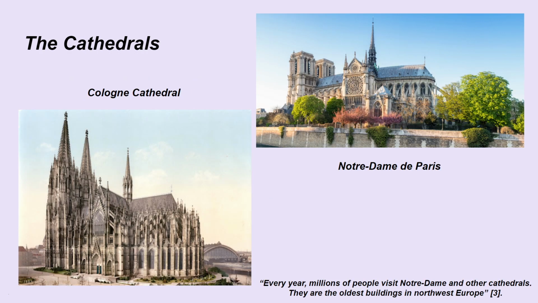And so now let's take a look at two real world cathedrals that have some of the finest examples of stained glass on them. We're going to look at the Cologne Cathedral and the Notre Dame de Paris. As you can see at the bottom, every year millions of people visit Notre Dame and other cathedrals as they are the oldest buildings in Northwest Europe. And take a look at these pictures. They're nuts.